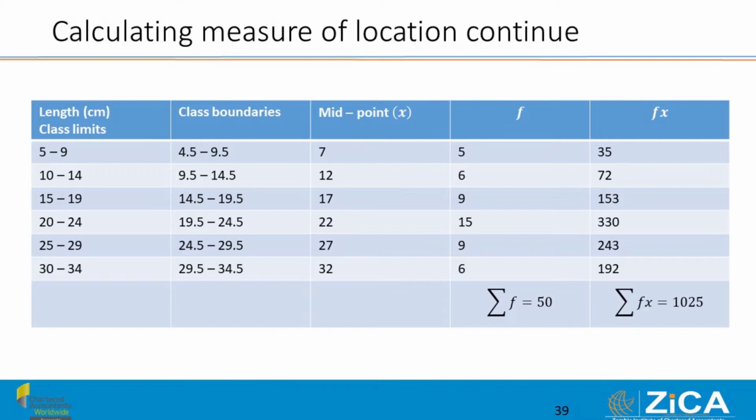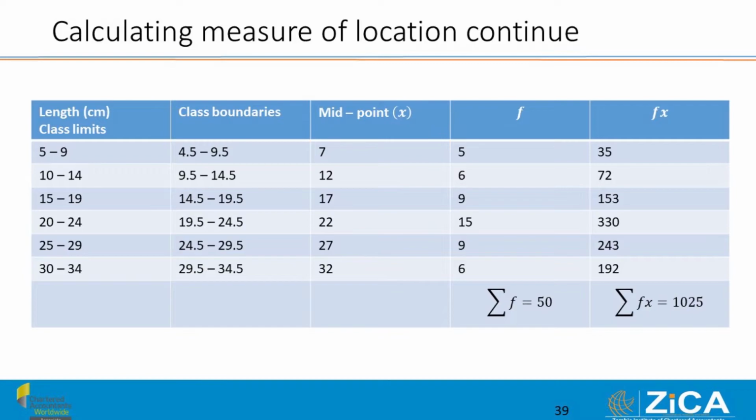We do the same for the other class intervals. If you look at 10 to 14, those are class limits. So we get the class boundary. 10 to 14, 10 minus 0.5 will give us 9.5. 14, you add 0.5, it will give you 14.5. That gives you a class boundary. If you add the two and divide by 2, it will give you 12. What you get is a middle point.